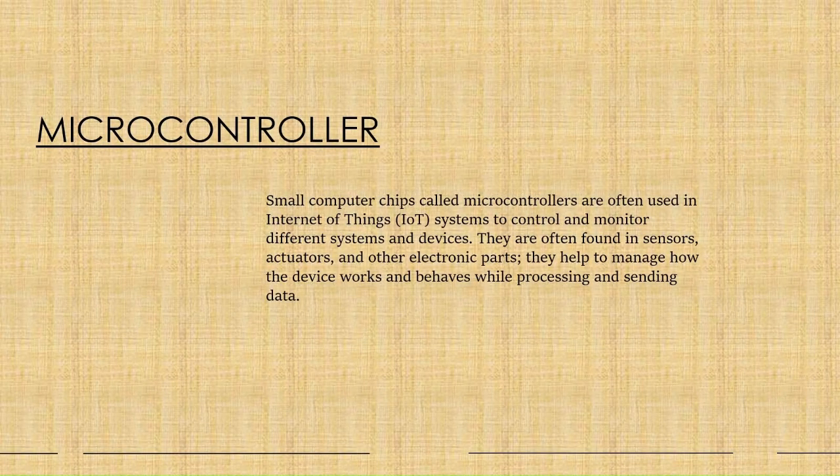Let us see microcontrollers. What is a microcontroller? It is a small computer chip called a microcontroller. What are the main parts of the microcontroller? It has a CPU, memory, RAM, ROM. In memory, we have two types: RAM, ROM. Input, output, timers and counters, serial port communication, power supply.